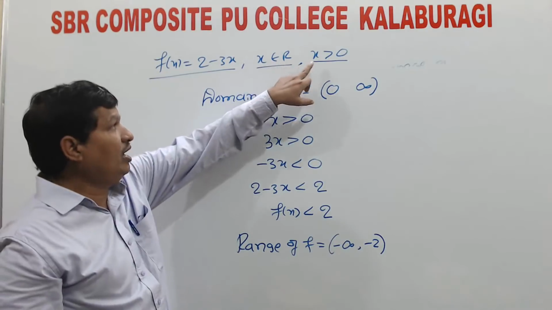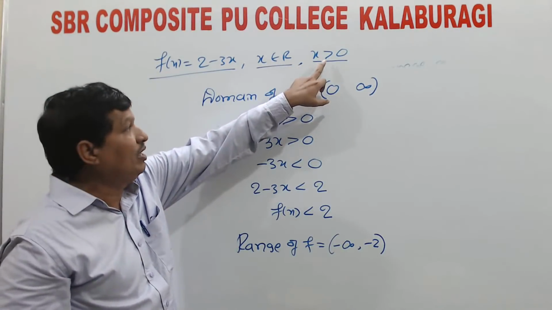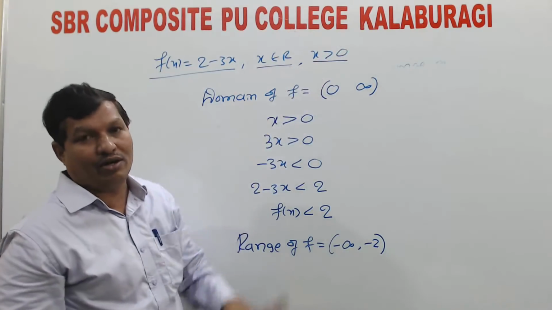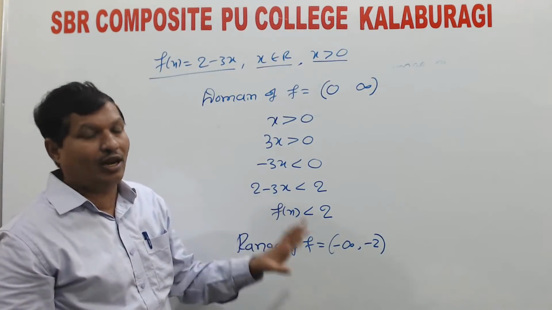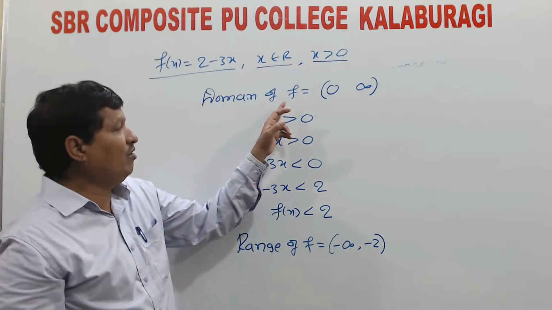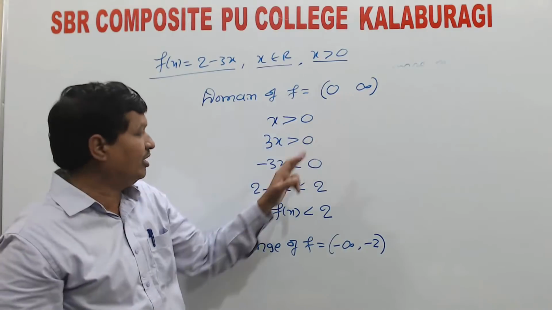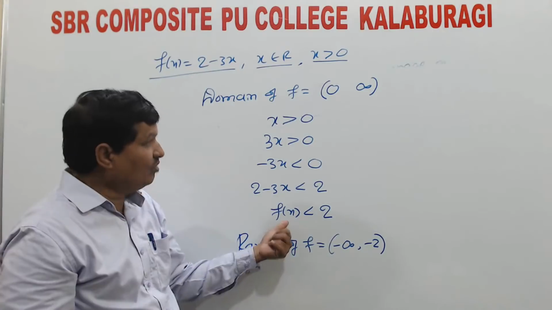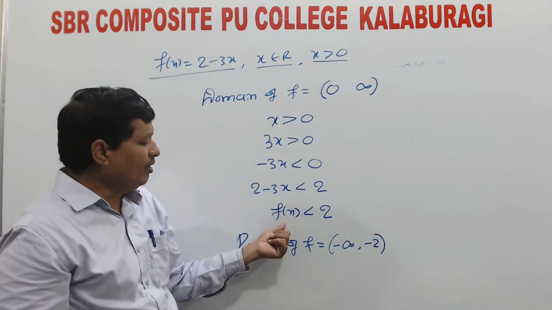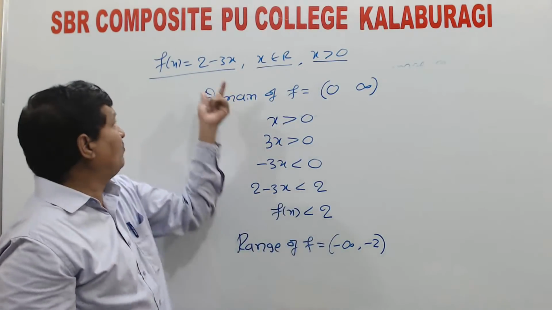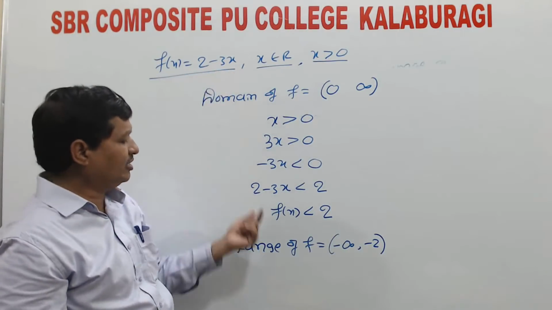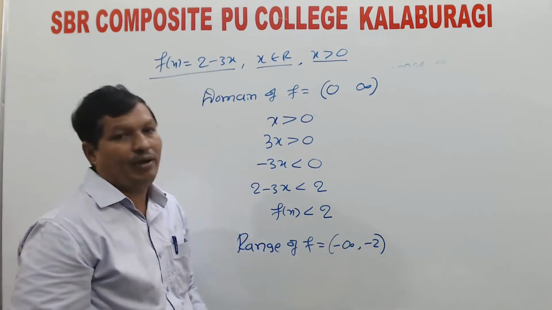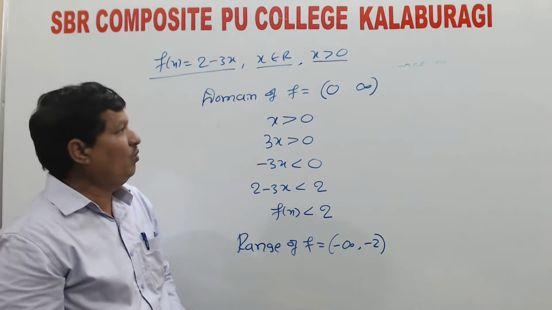Domain is other than real numbers. Actually, x belongs to our condition. One more condition they are given: x is greater than 0. It is a positive real number, exactly a positive real number they are given. Therefore, domain of f equal to 0 to infinity. So for these values of x, what are the values of f of x? f of x is less than 2. f of x is defined by 2 minus 3x, and the values lie between minus infinity and 2. Isn't it?